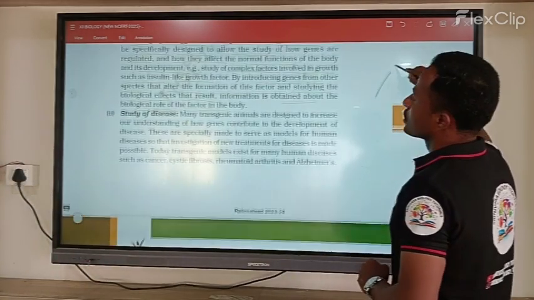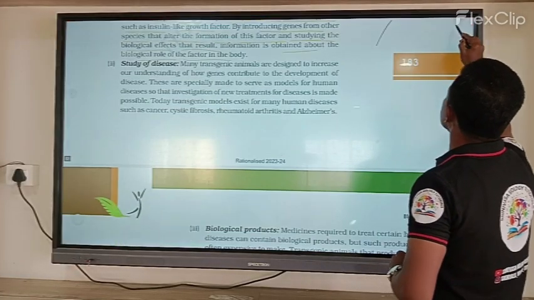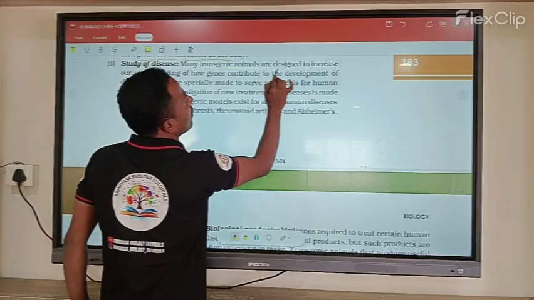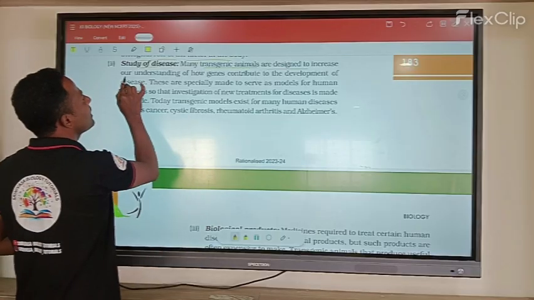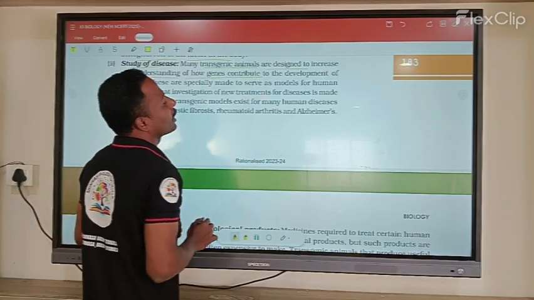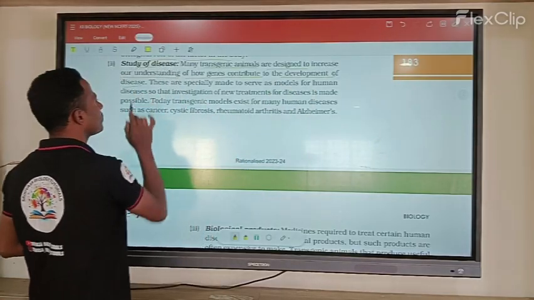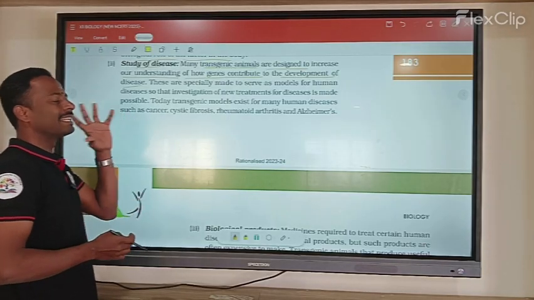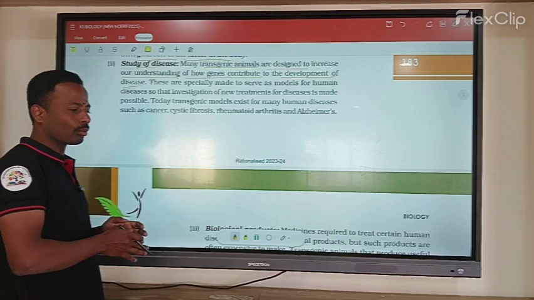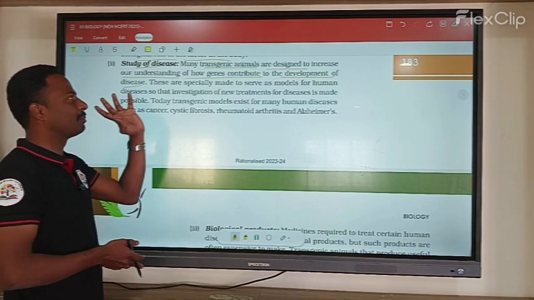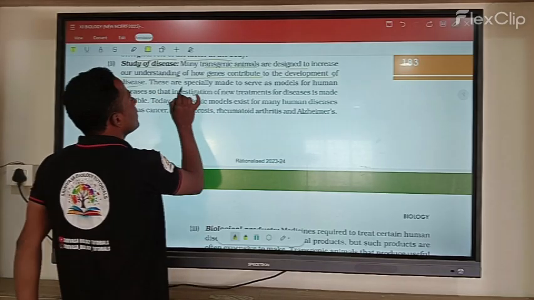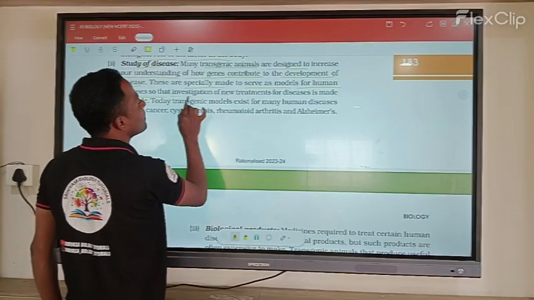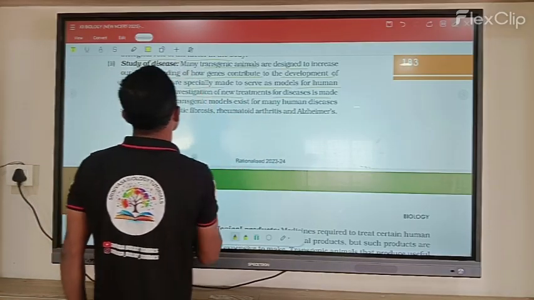Next, the study of disease. Many transgenic animals are designed to increase our understanding of how genes contribute to the development of disease. So how genes contribute means how they develop diseases. We can easily study the genes, how they are controlled, and how they increase diseases. First we complete the study, and these animals are then specially made to serve as models for human disease, for investigating new treatments for the disease.